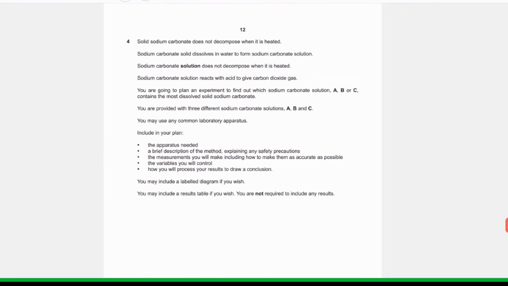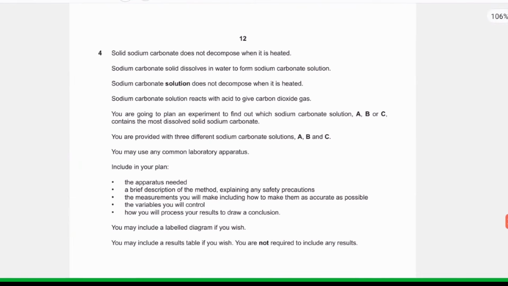The last question on sodium carbonate decomposition, I'll leave for your practice, and you can feel free to send me your responses to have a look at, and I'll be more than happy to give you feedback.